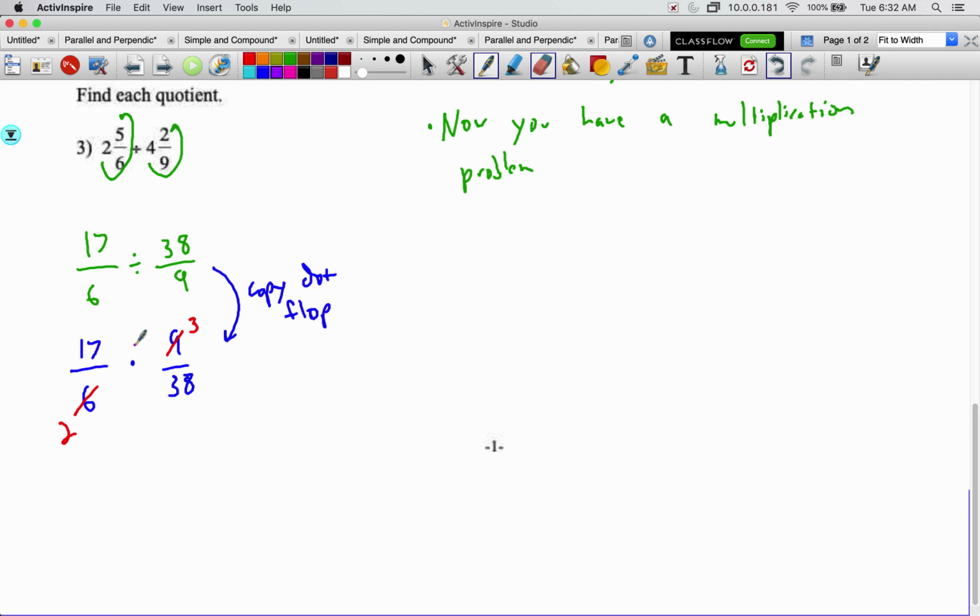3 times 17. I got my calculator. 3 times 17 is 51. And 2 times 38 is 76. All right. Leave it as an improper fraction.